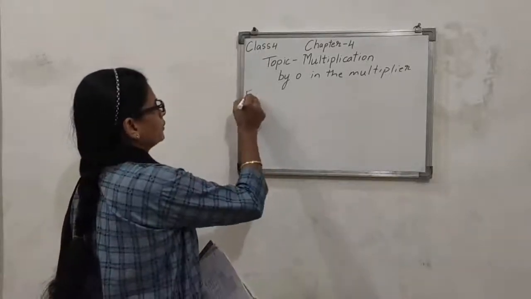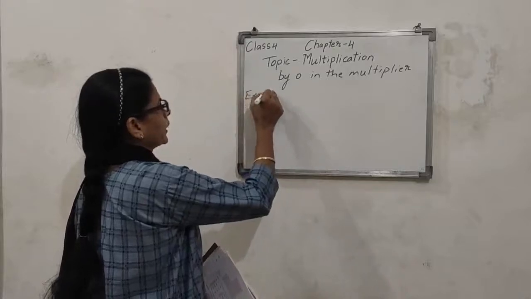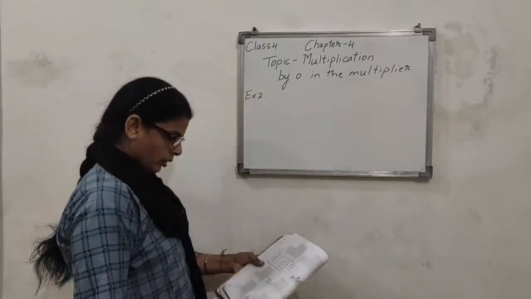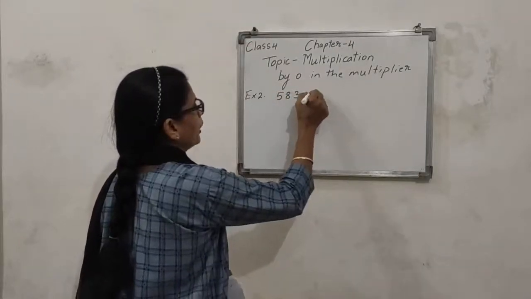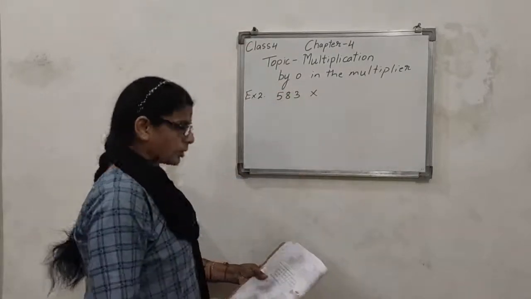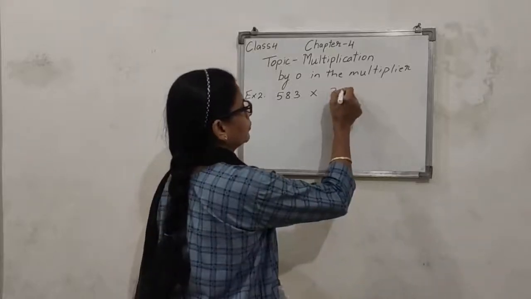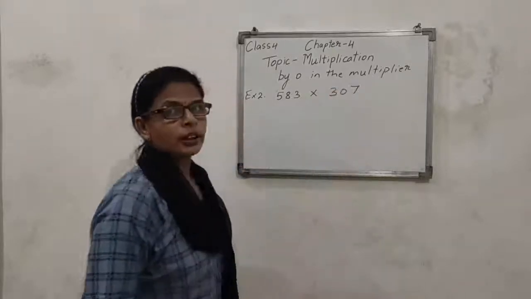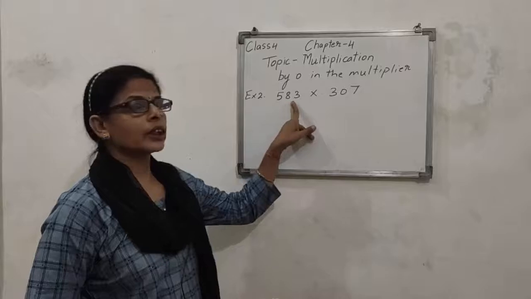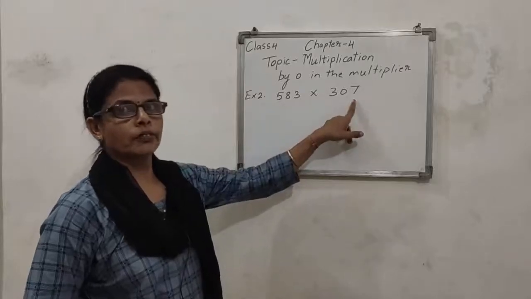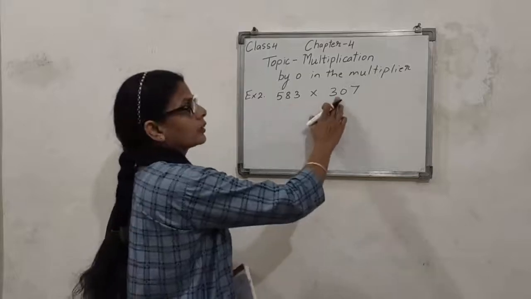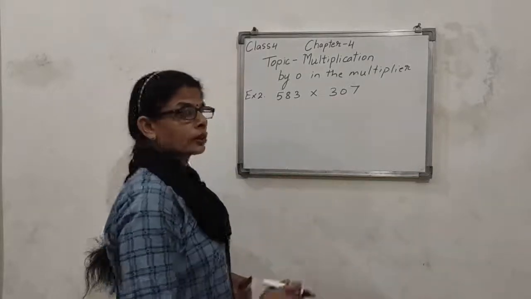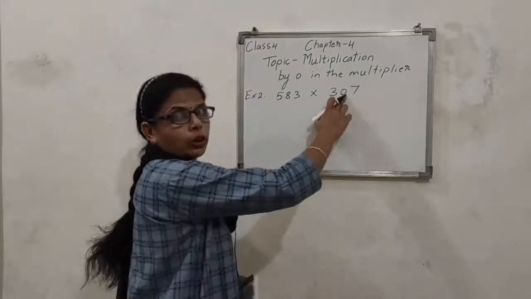Suppose the number is, second example I am giving. Question is 583 multiply by 307. We have to multiply 583 by 307. These are 3-digit numbers and this multiplier is also in 3 digits, but we have 0 in the multiplier.